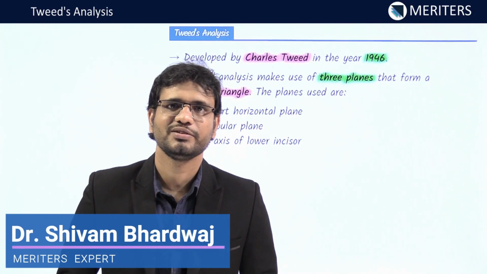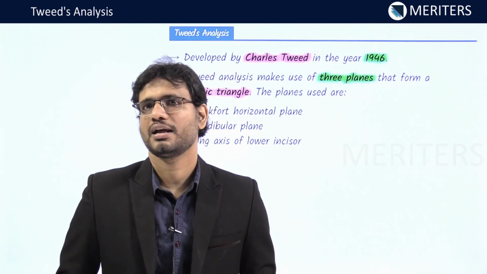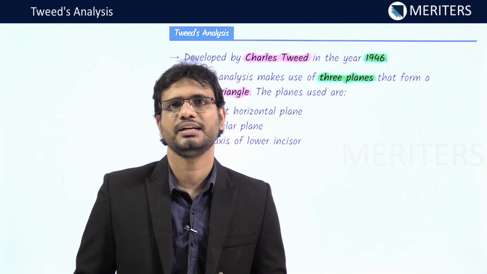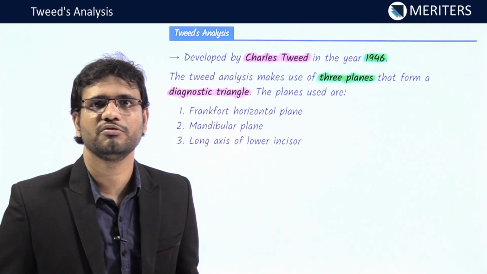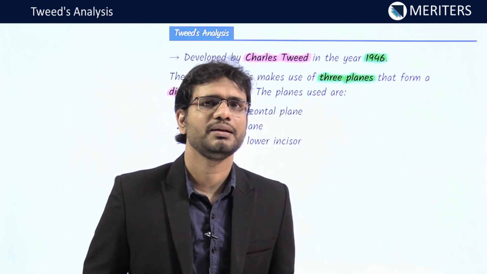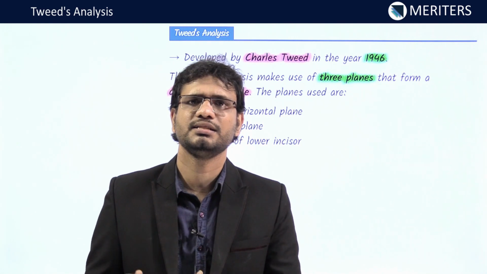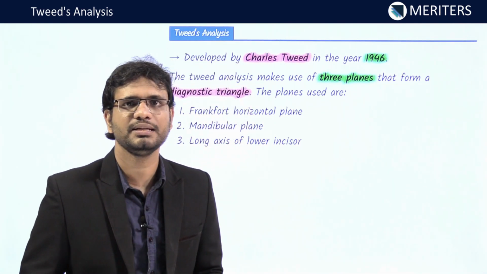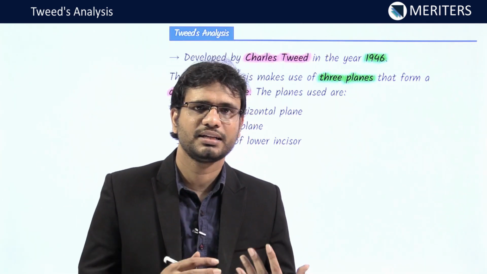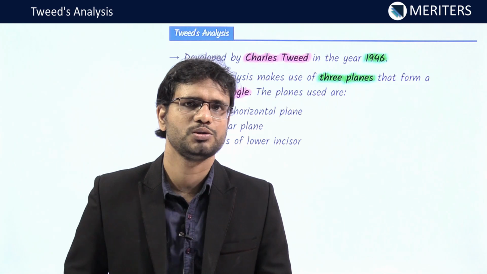Hello everyone, in this video we'll be discussing Tweed's analysis. Dr. Charles H. Tweed gave the diagnostic facial triangle that involves three planes basically. The one is the tangent to the mandible, known as the mandibular plane, then the Frankfurt horizontal plane and the mandibular incisors axis. Okay, so these were the three planes which were discussed and which formed a triangle, and that's why it is known as the facial diagnostic triangle also.